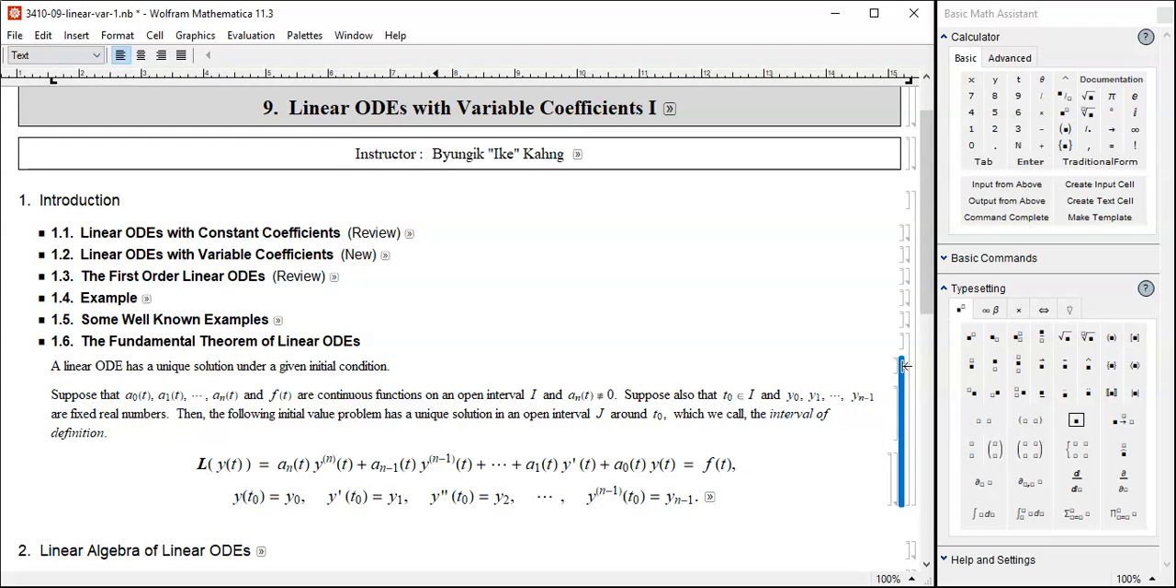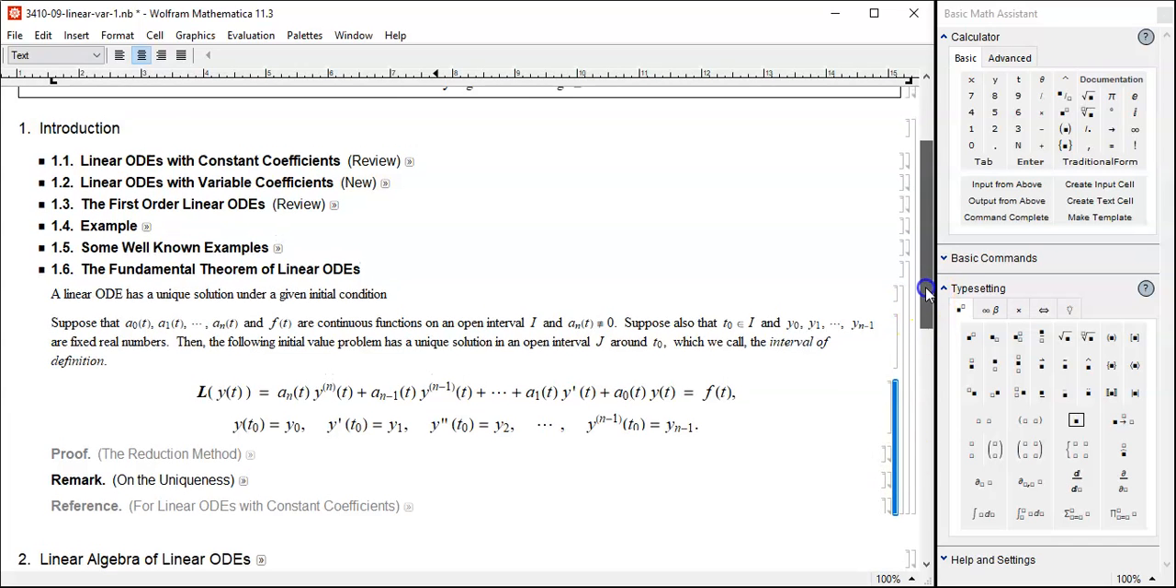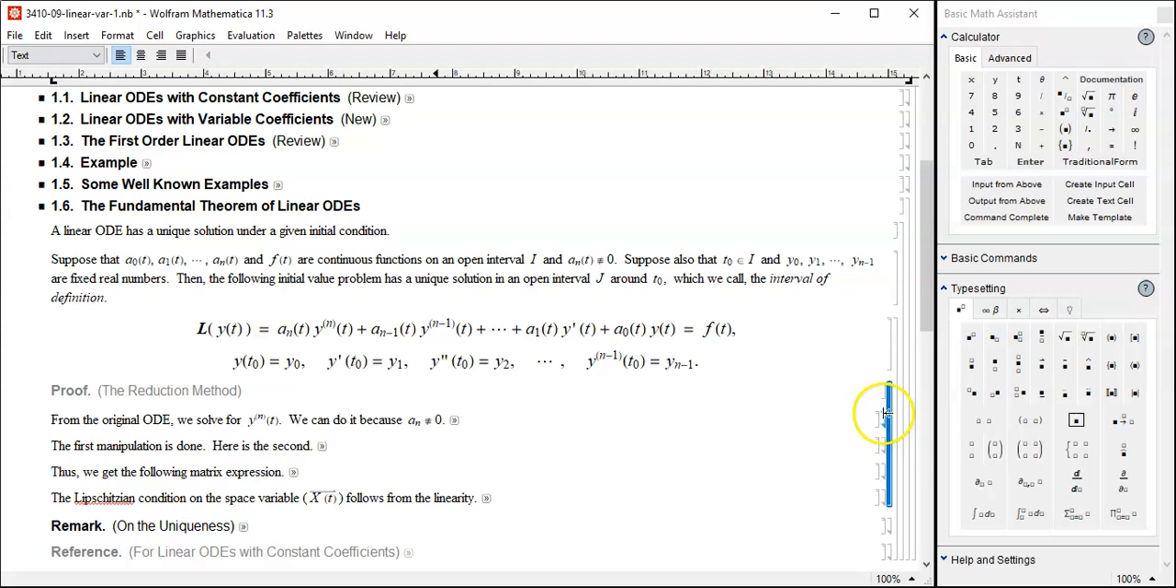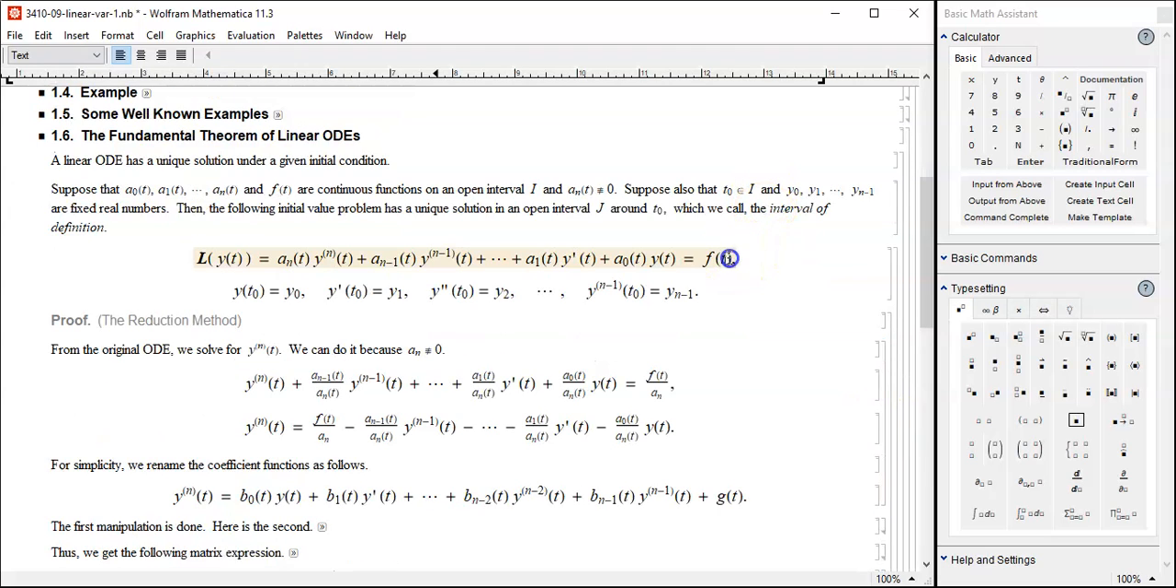Okay, we are done with section 1, and before moving on to section 2, let's have a little bit of discussion for self-selected students. This is completely optional. How do we prove this fundamental theorem? I'm not going to complete the proof, but I'll show you some steps here. Basically, what we do is reduce it to first order. How do we do that?